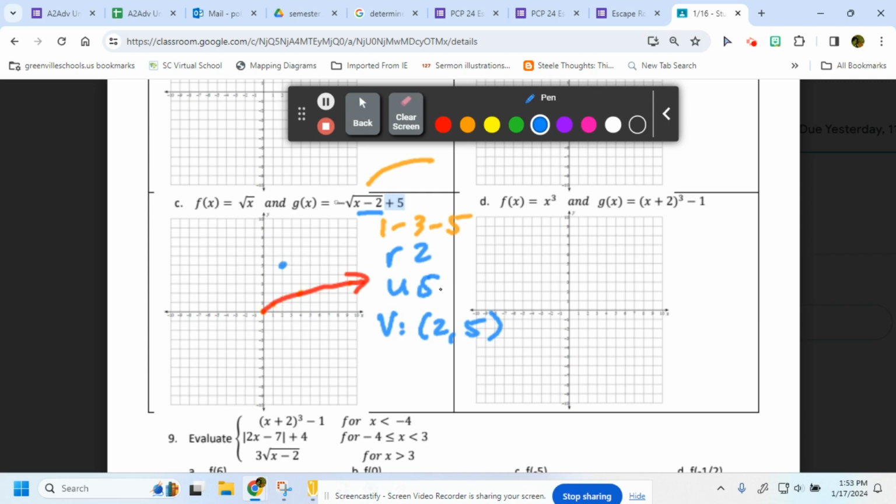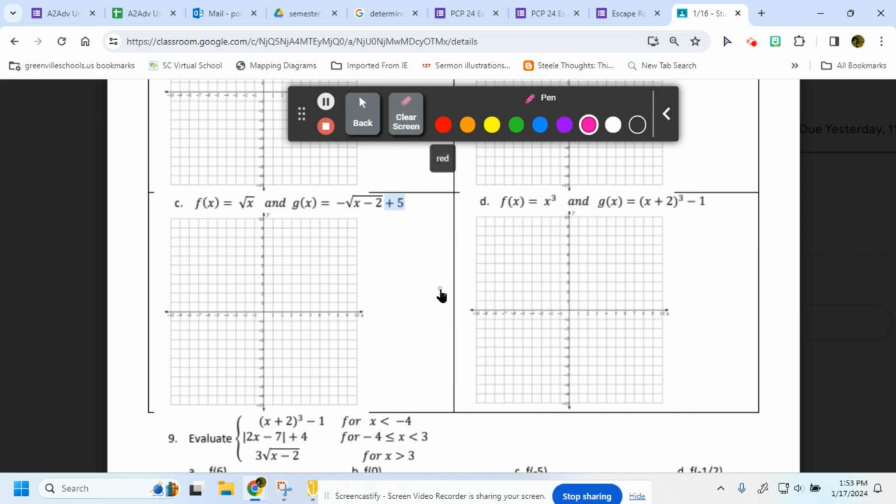And then there's a negative here outside. That means it will reflect over the x-axis again. So down 1, right, down 1 over 3, down 1 over 5. So the graph will be something like this pink one here. Okay.